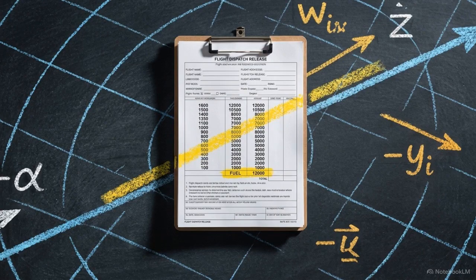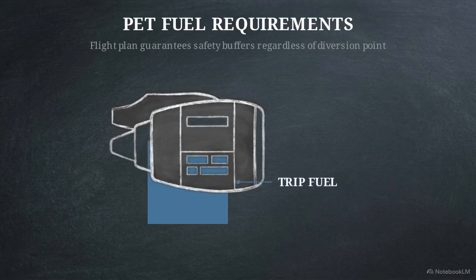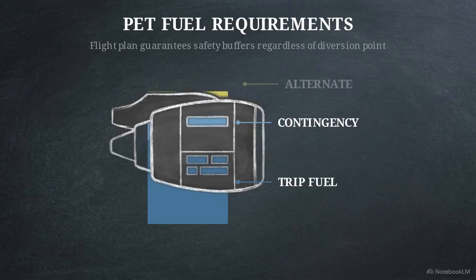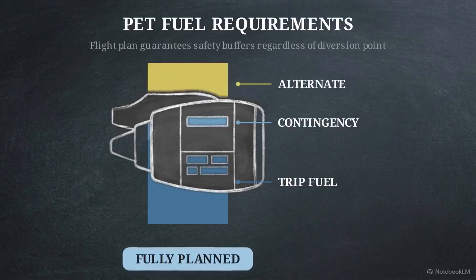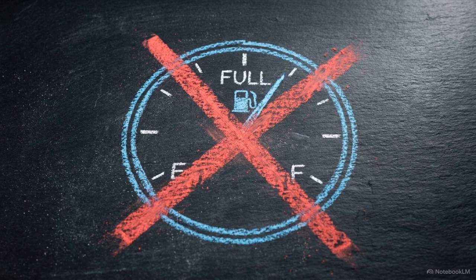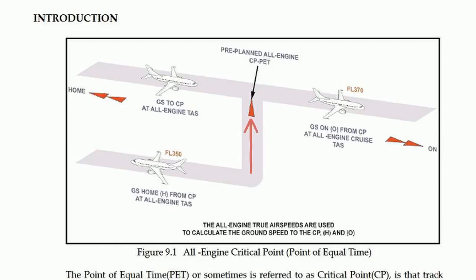The fuel loaded for an oceanic transit explicitly accounts for this diversion. A properly planned flight carries sufficient trip, contingency, and alternate fuel to reach a nominated airfield from the PET. Fuel volume is not a variable in this specific decision matrix. Here, vectors split from the PET toward home and onward airfields.